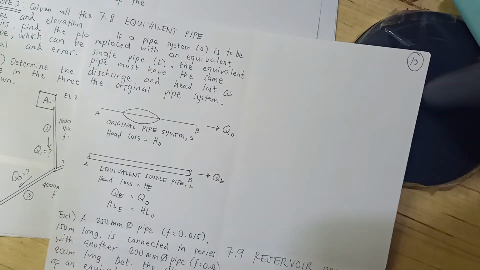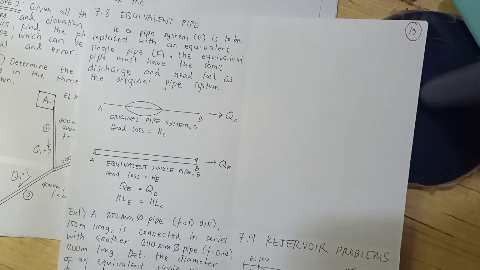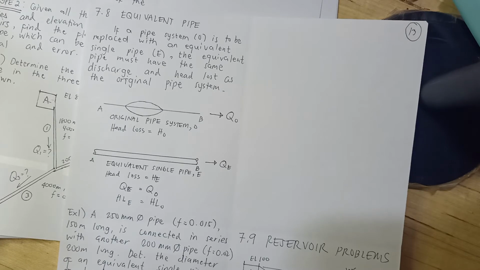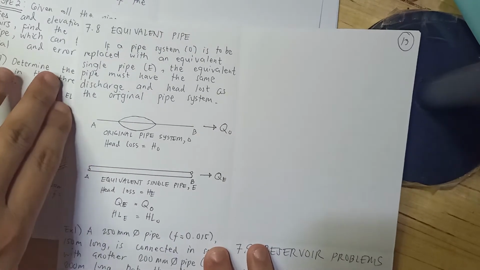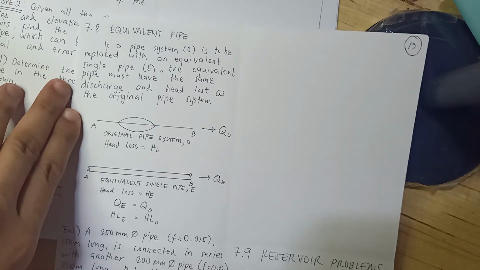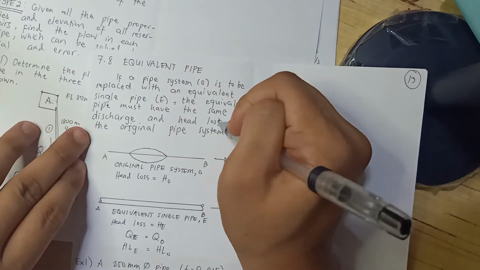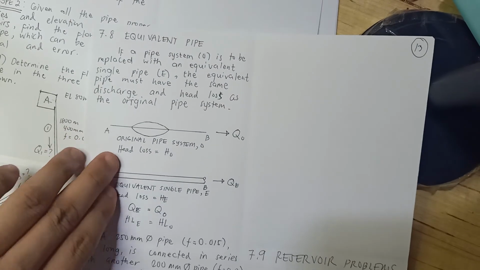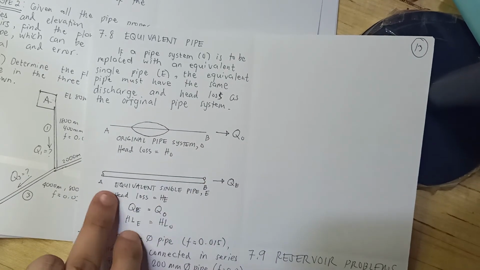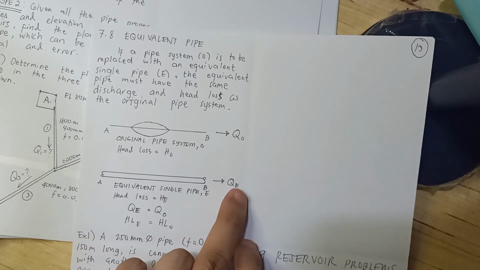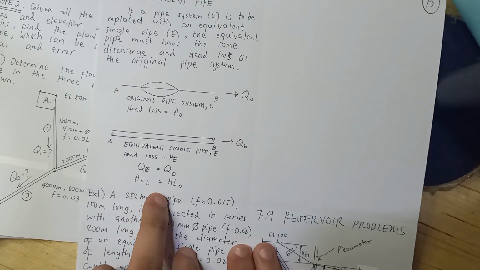So, the next topic, the 8th topic in chapter 7, is equivalent pipe. Equivalent pipe: if the pipe system, which is O, is to be replaced with an equivalent single pipe E, the equivalent pipe must have the same discharge and head loss as the original pipe system. So this is the original pipe system O, A to B, discharge QO, head loss HO. Equivalent single pipe AB, discharge QE, head loss HE. So same value: QE equals QO, head loss E equals head loss O.